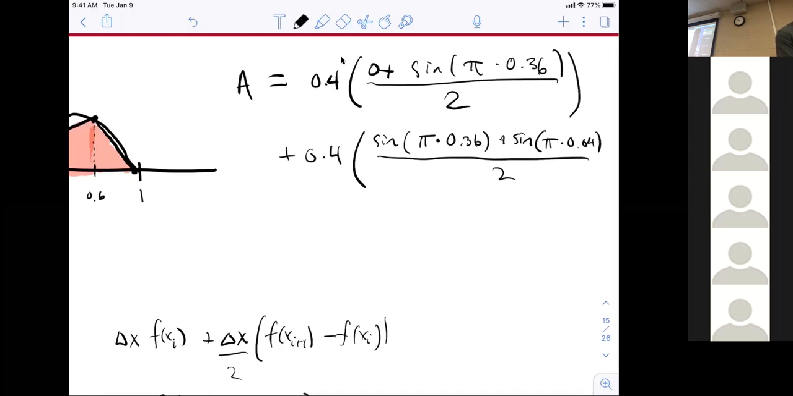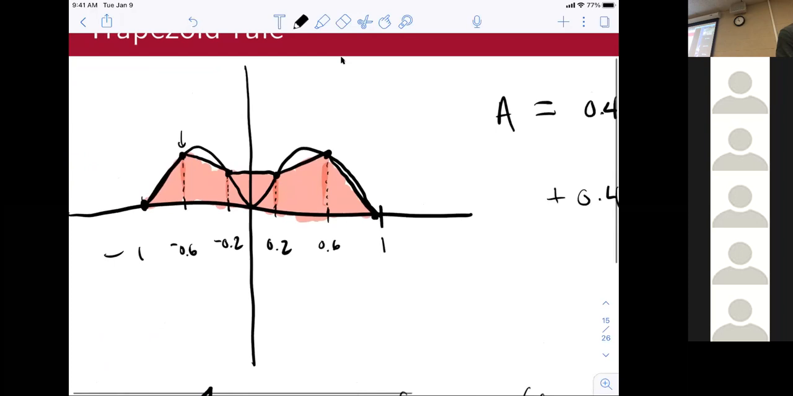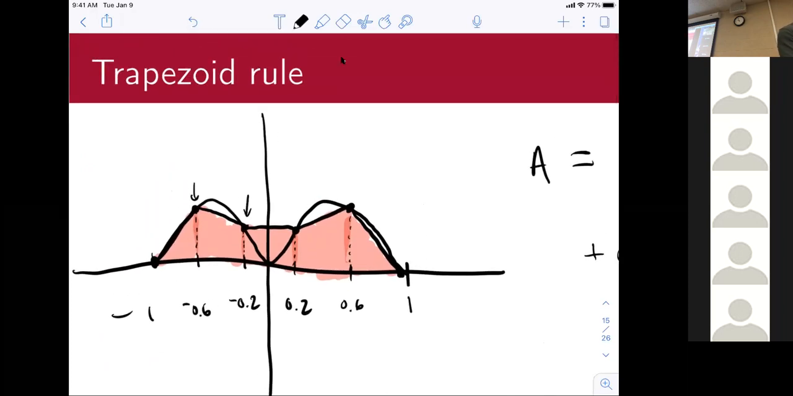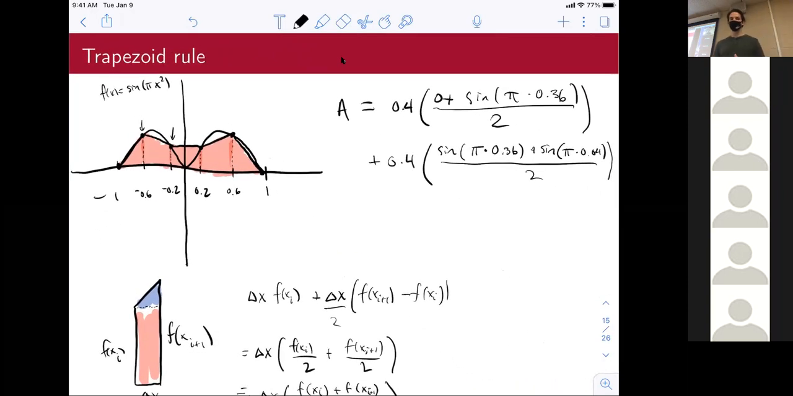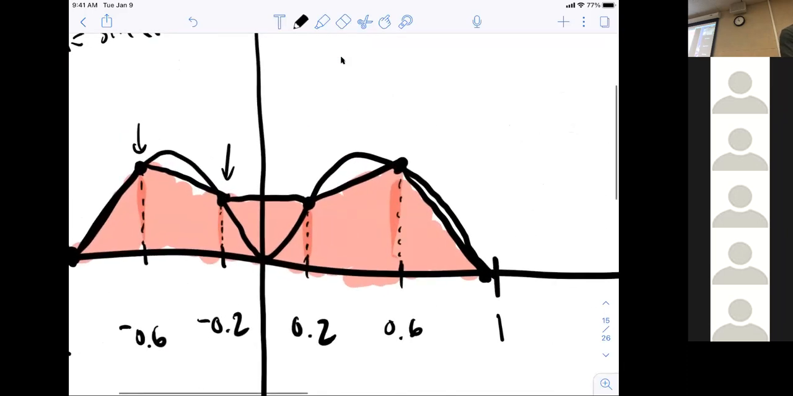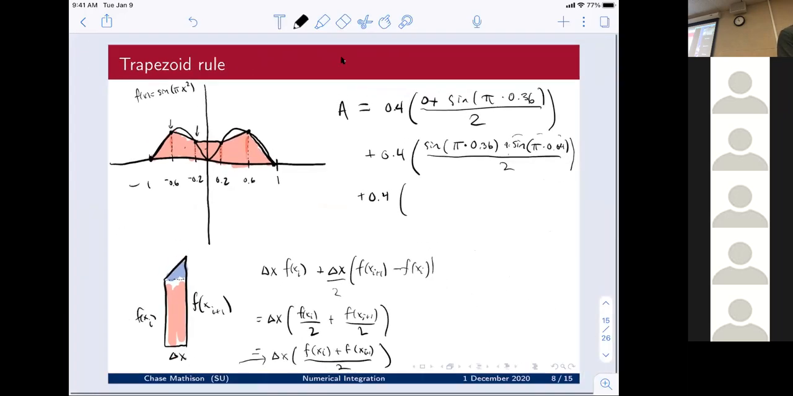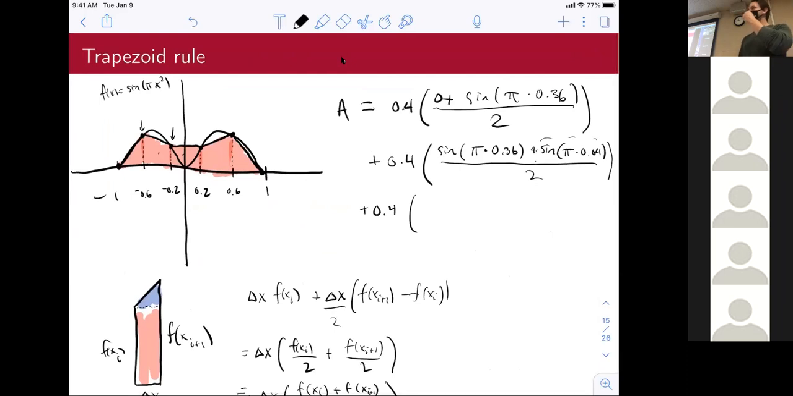divided by 2. So in case it's unclear, we're just plugging in to get these heights. You're just plugging into f of x equals sine of pi x squared. Okay? That's where these heights are coming from. Okay? The next one, nothing changes. We still have plus 0.4 times. Again, we've already found the height on the left of this trapezoid because it was the height on the right of the last trapezoid. And that's going to be actually key when we're writing out the trapezoid rule in general.